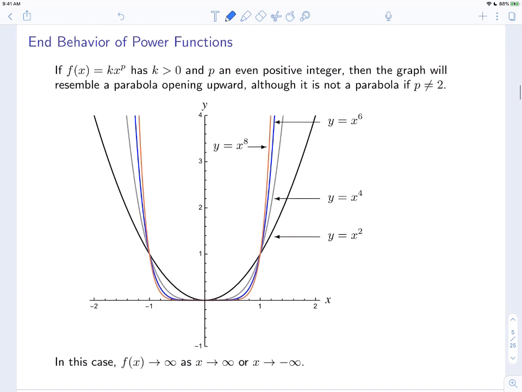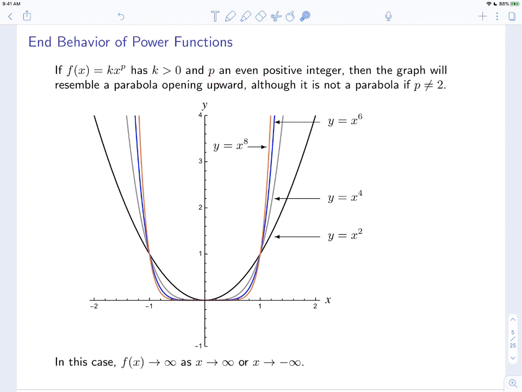Let's talk a little bit about what we call the end behavior of a power function. The end behavior is what's happening with the graph of the function as x goes towards infinity or negative infinity. If f of x is equal to kx to the p, like you see here, and let's assume that k is positive, and let's assume that p is an even positive integer.